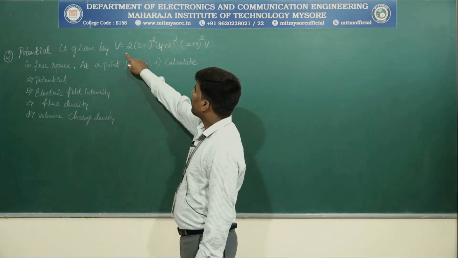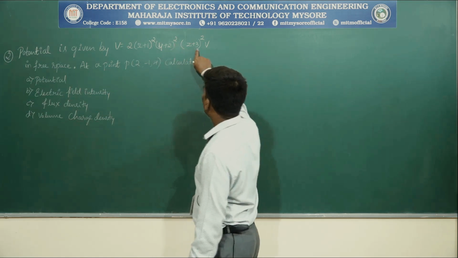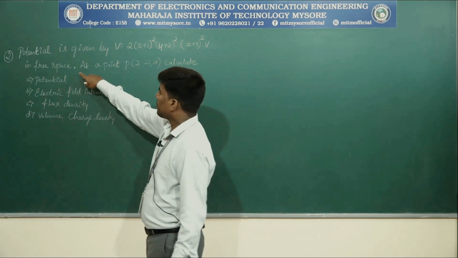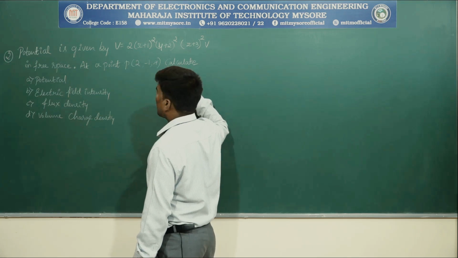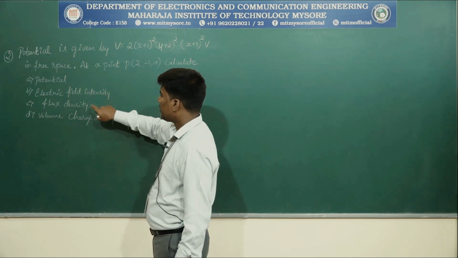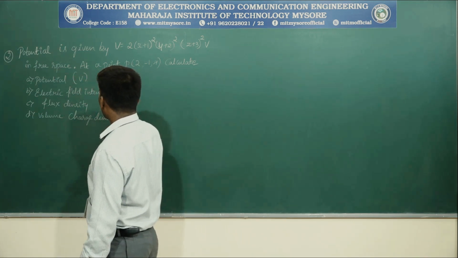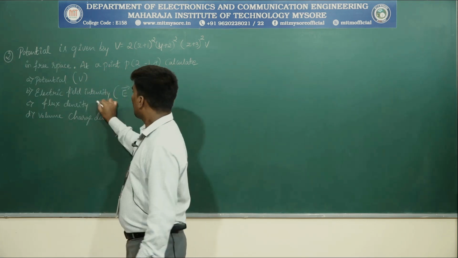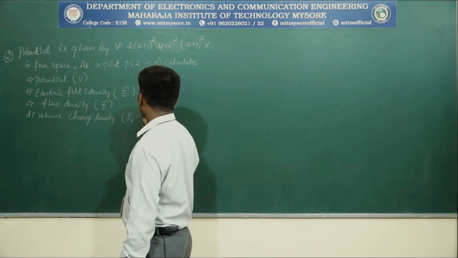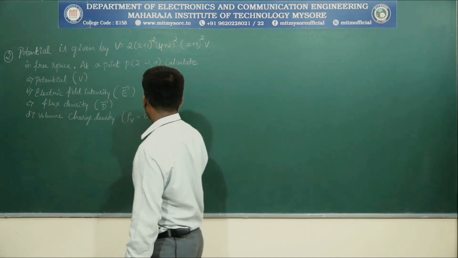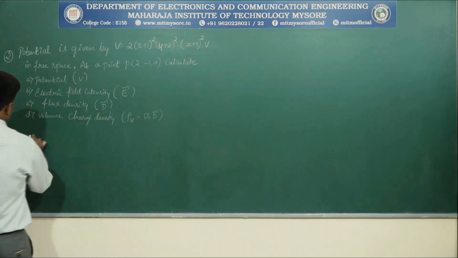Potential is given by V is equal to 2 into x plus 1 square into y plus 2 whole square into z plus 3 whole square volt in free space. At a point P is equal to 2, minus 1 and 4, calculate potential, electric field intensity, flux density and volume charge density. Potential means V, electric field intensity E, flux density D and volume charge density, that is rho V. Rho V is equal to gradient dot D. Okay, this is what we need to calculate. Let us go one by one.